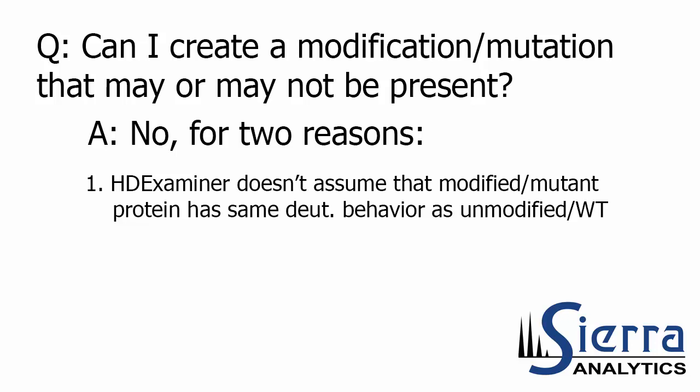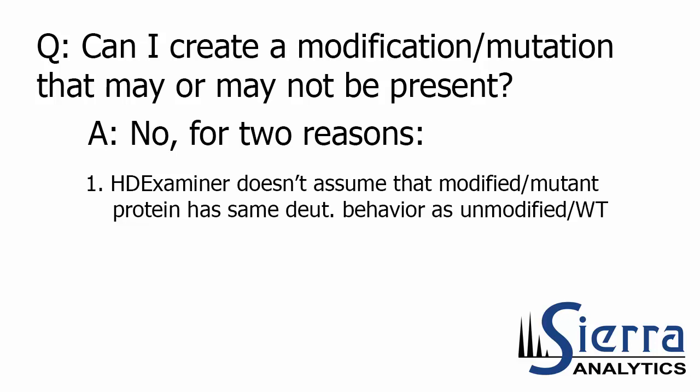And so if you're doing an experiment like that where there's a modification or a mutation that may or may not be there, you do need to set up two separate protein states so that HDExaminer can fully analyze one way versus the other. Now, that's one of the reasons why we don't allow maybe-there, maybe-not modifications and mutations.